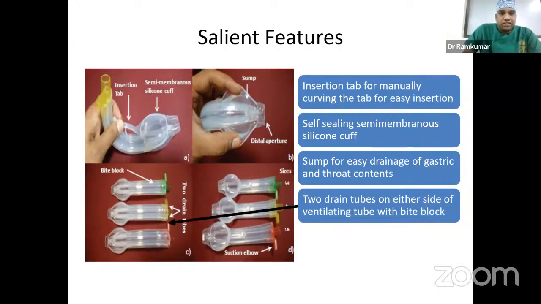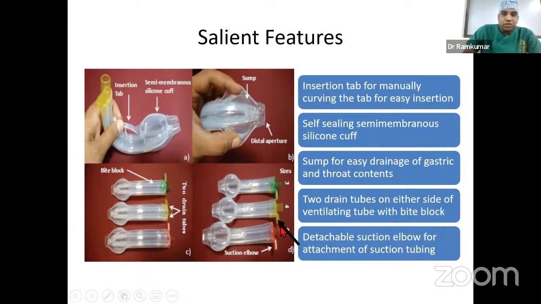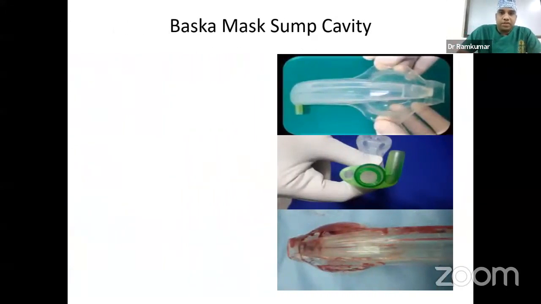And next is the suction elbow on the drain tubes, which are there on either side of the ventilating lumen. This is the ventilating lumen. You can see the ventilating lumen. On either side is a sump, and there's a suction elbow that can be attached to either side to connect to direct wall mount suction. So you can have high negative pressure suctioning as well.